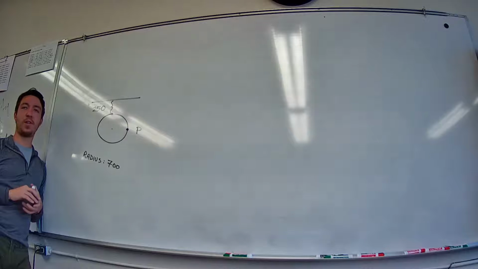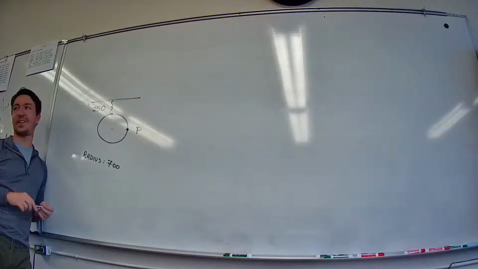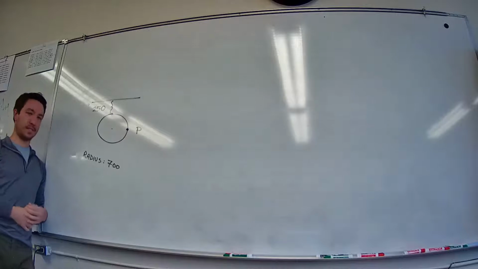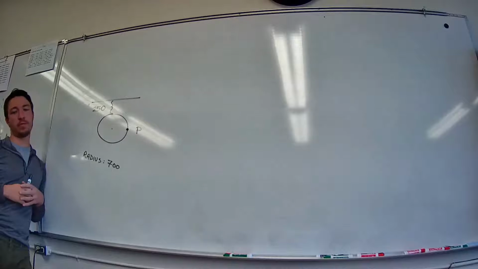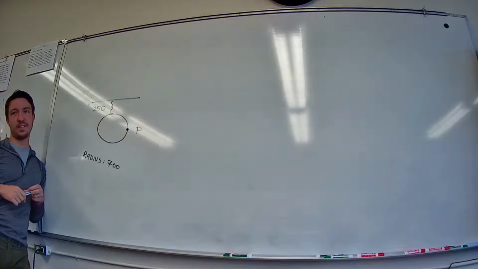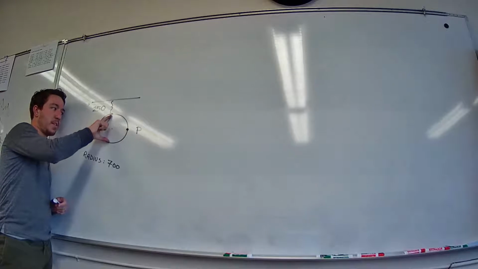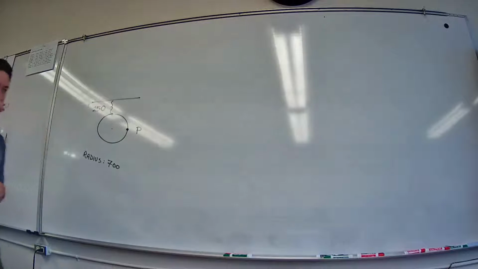How close does Bob get to the wall? What's the closest he gets? 250. Well, he's right here. He's 250 away. What's the farthest? What's his farthest point from the wall? 1650. Why? Oh, you gotta double that. Yeah, you got 700, 1400, 250.